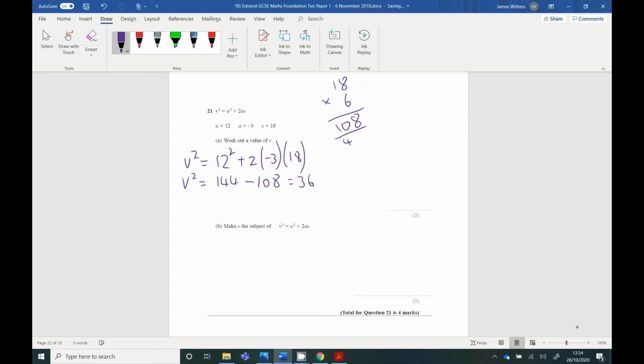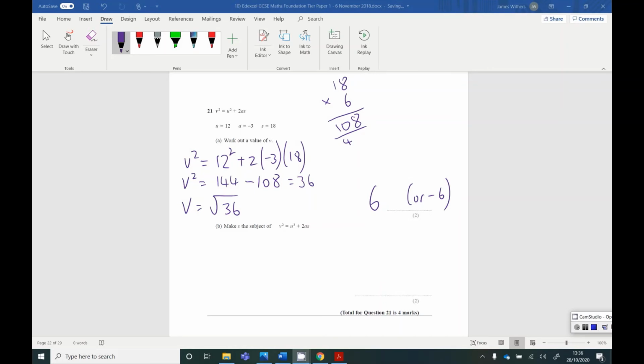So we want to work out what v is. So to undo a squaring, we square root. So v is the square root of 36. Now it says work out a value of v. So the square root of 36 can be 6, because 6 squared is 36, and that's all you required to get full marks. But you could have alternatively given minus 6 as an answer, because minus 6 times minus 6 is also 36.